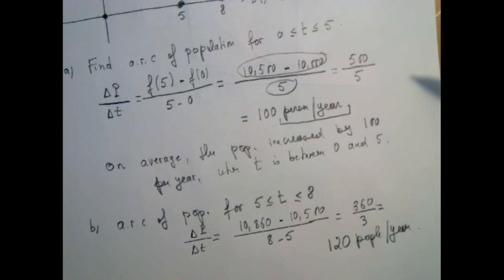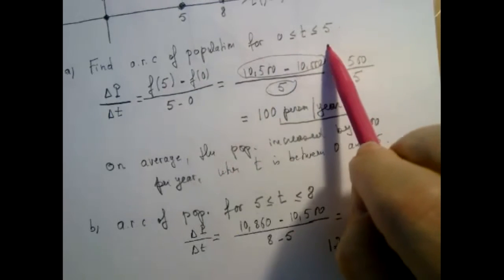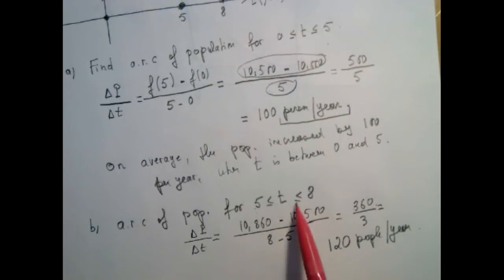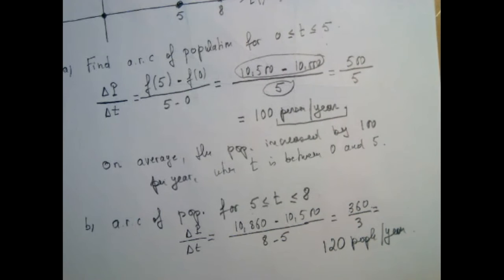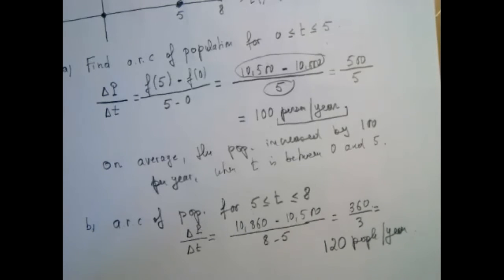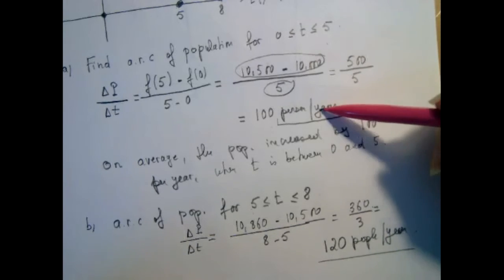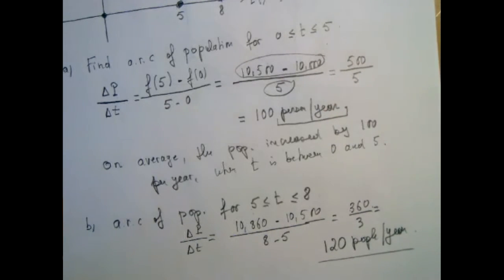When was the population increasing fastest? From 0 to 5 or between 5 and 8? When was it increasing fastest? Between 5 and 8. Absolutely. Now we can answer the question without any hesitation, because between 5 and 8 it was averaging 120 people per year. However, here it was averaging 100 persons per year. So when was it growing fastest?